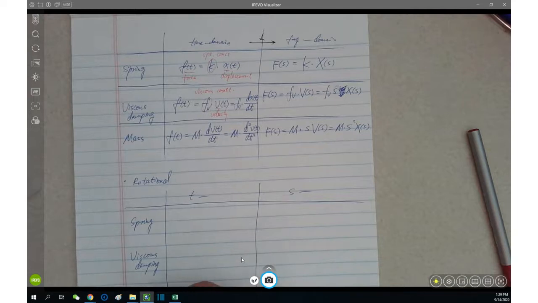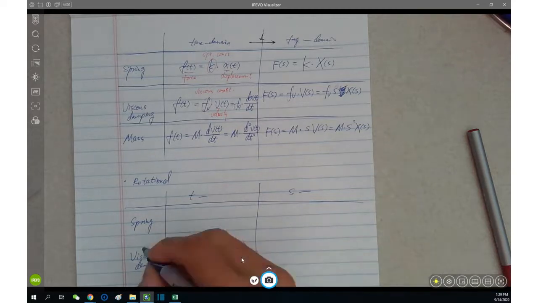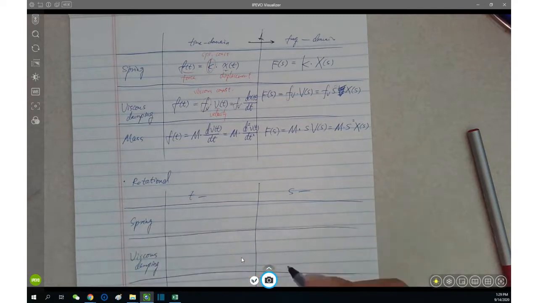Inertial. Very good. So here it is: inertial. We need to study these three. Let's see. Time domain, what do we have here?